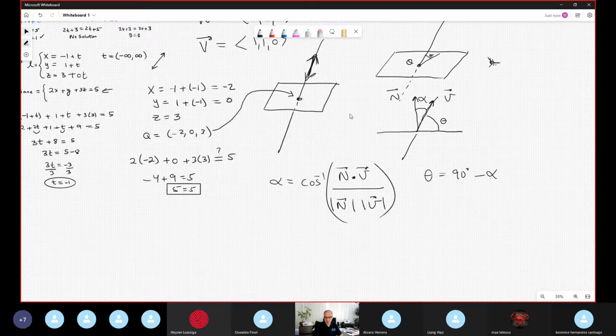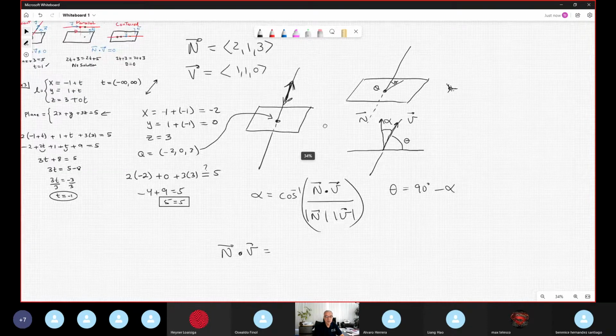Do you remember this or no? So now let's do the dot product, n dot B. Remember, the dot product is super easy. It's multiplication component by component. You multiply this times this, this times this, and this times this. 2 times 1 is 2, plus 1 times 1 is 1, plus 3 times 0 is 0. It's 3. The dot product is 3.